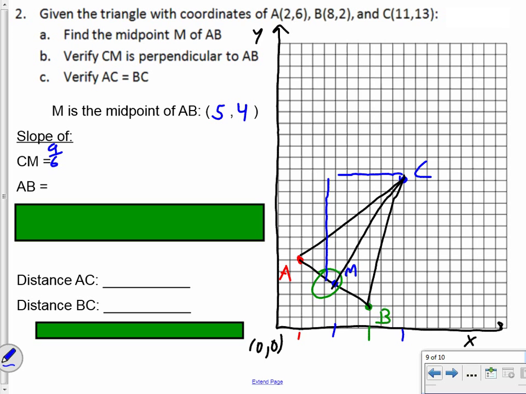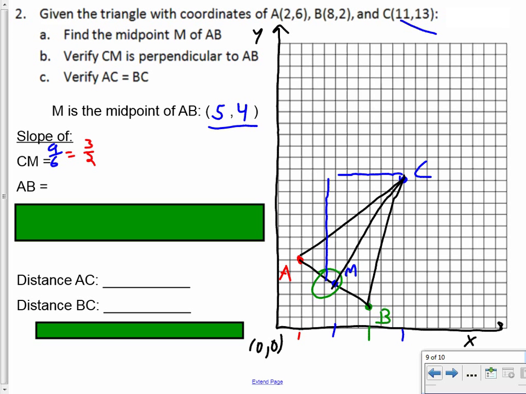Or if you wanted to plug in the actual points, use these ones and these ones. Again, 13 minus 4 would be 9. That's where the top number comes from. 11 minus 5 is 6. That's where the bottom one comes from. And we can simplify that. 9 over 6, divide 3 out of both of them, and we get 3 over 2. So our slope is 3 over 2.